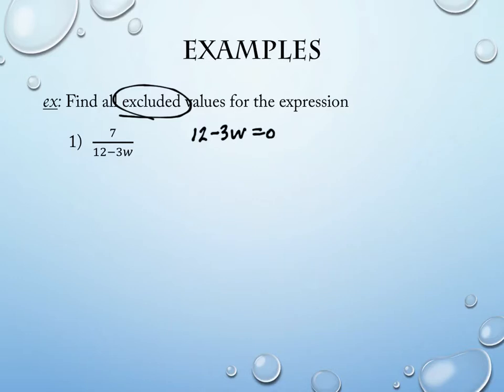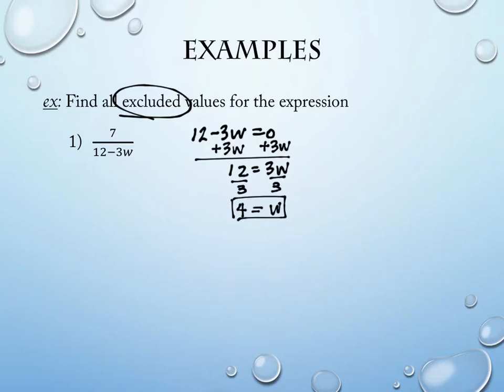We're going to go through the steps on this one just so you can have it in your notes as you're looking back. You can move either the 3W or the 12. I'm going to move the 3W just because it'll make it positive when I do. So 12 equals 3W, and divided by 3, there's that 4 that you mentioned just a moment ago. So W equals 4 would be an excluded value.